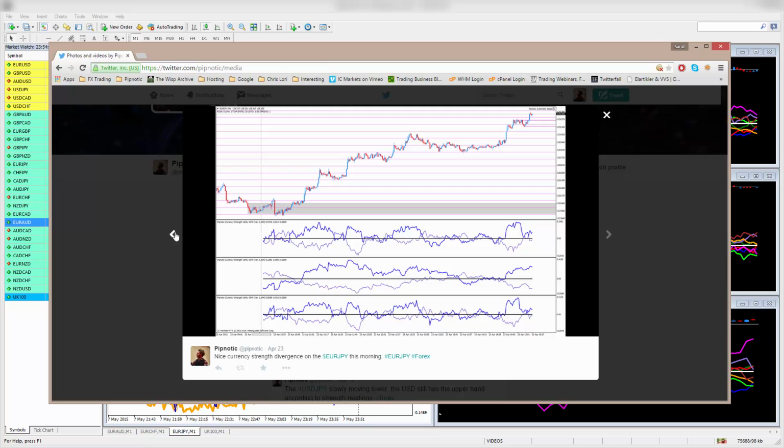We have another one of the euro yen, euro being the blue and the yen being the violet or purple. You can see that the price was maintained inside this 15-minute session box, and then we had this divergence. You can see here that the euro took over in strength and the yen sold off here, and this happened about right here, so we're still within the box.